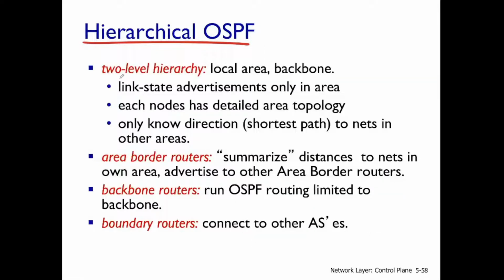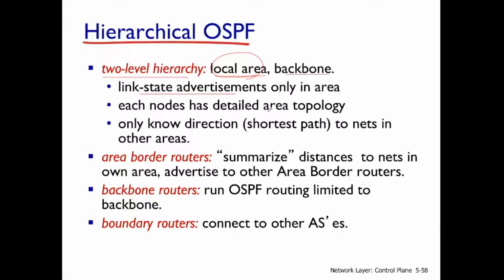This slide is pretty much repeating what I was just saying. In the example, we do have two levels of hierarchy. At the lower level, we have these local areas, and at the higher level, the backbone. Inside each local area, the link state advertisements will only travel within the area. The link advertisements for the backbone network will travel only within the backbone.